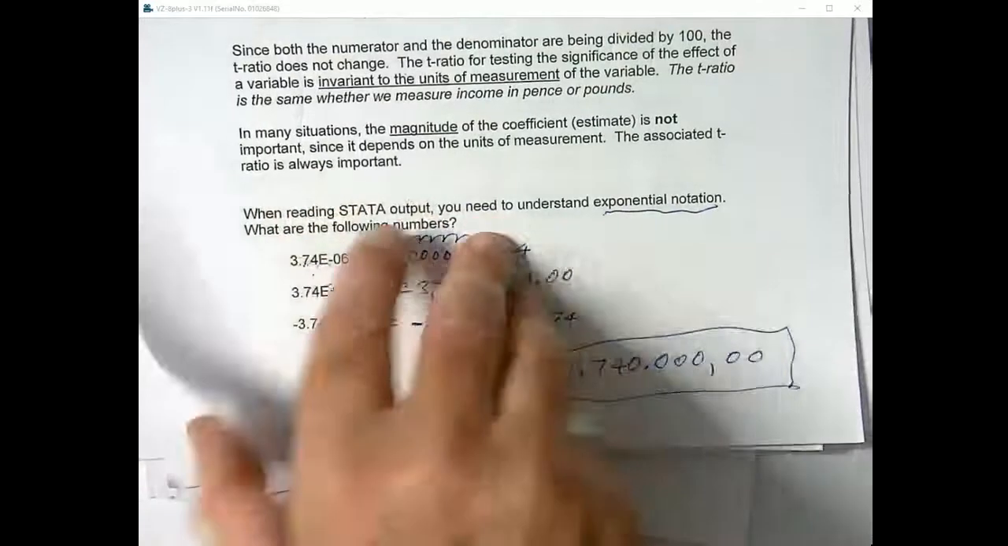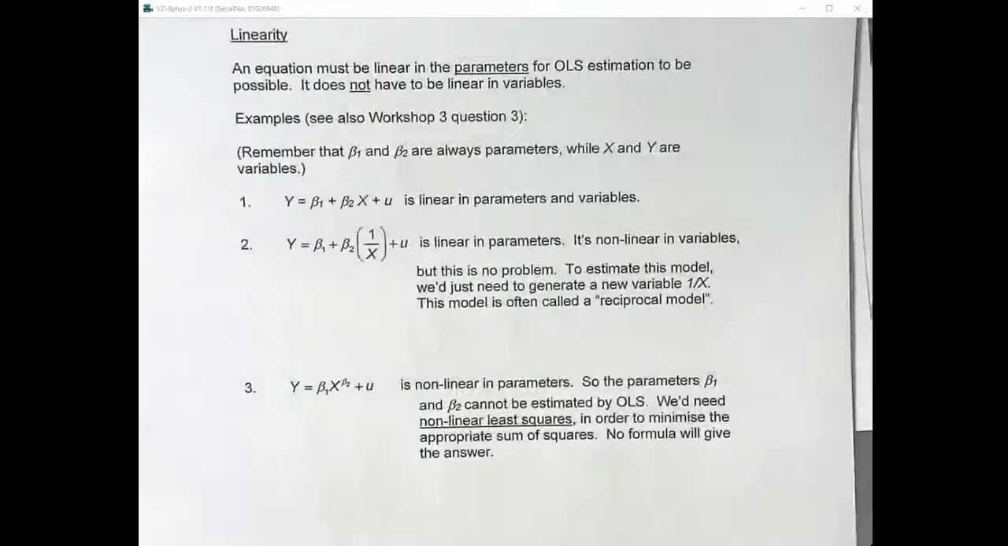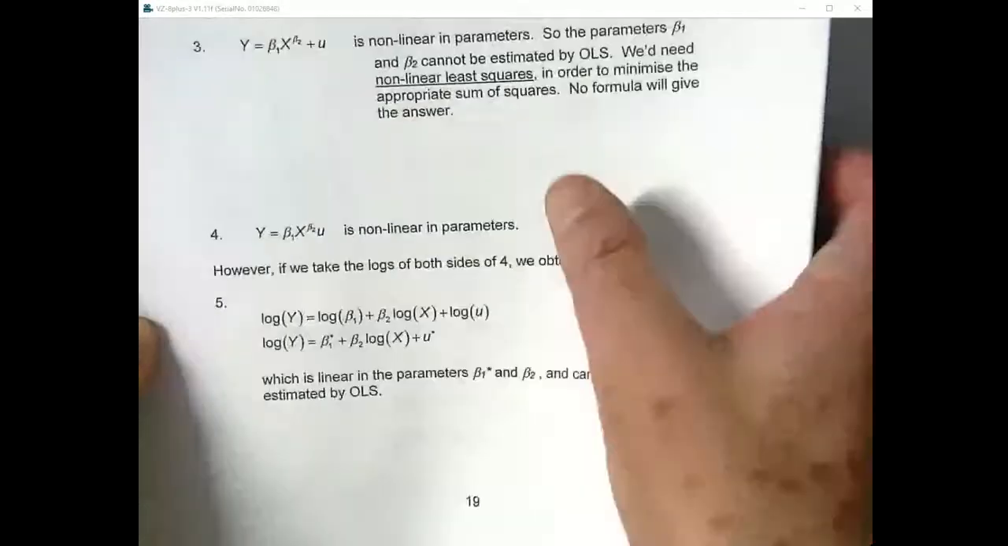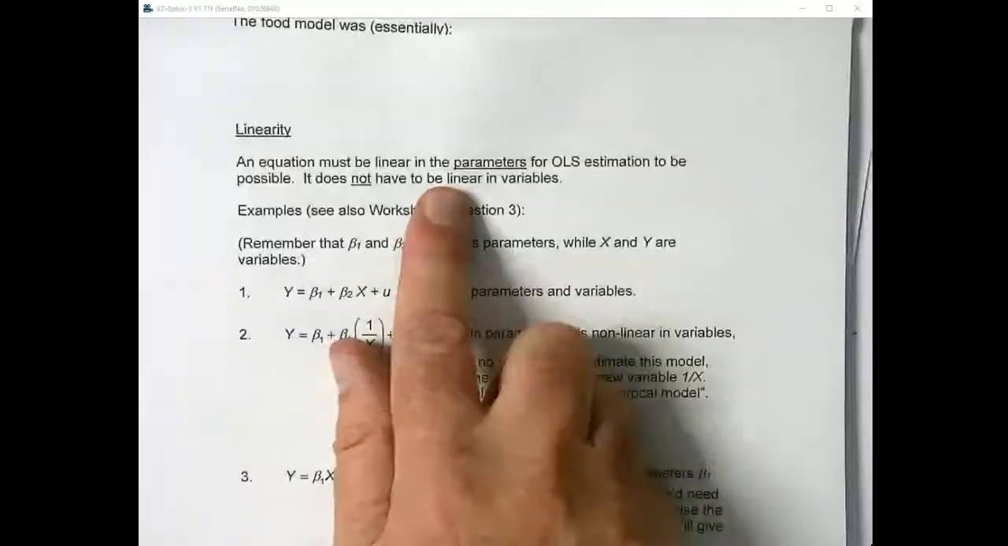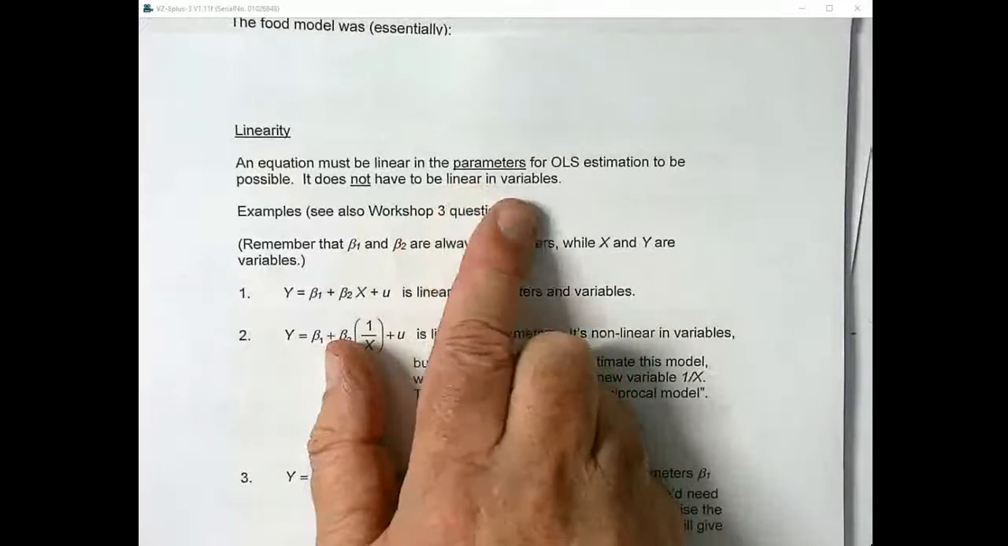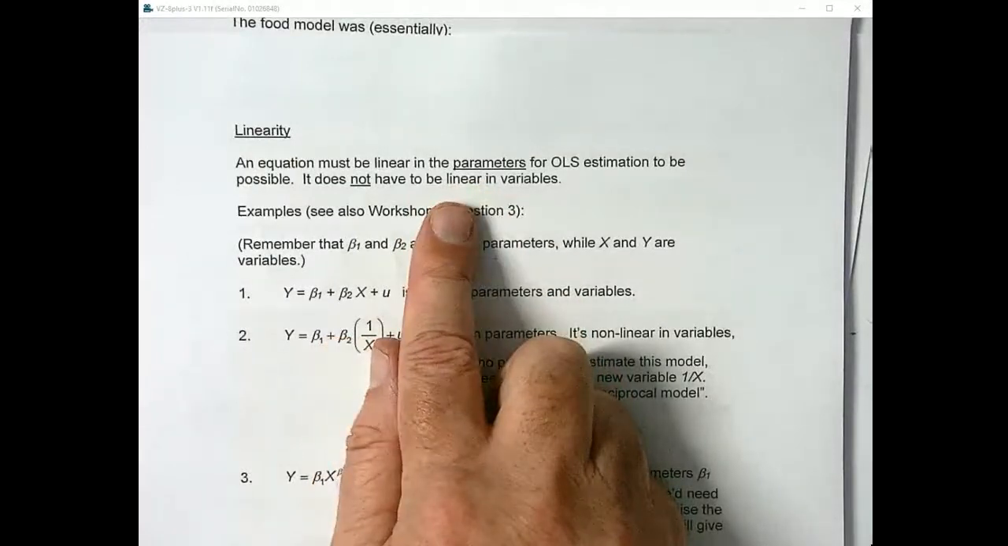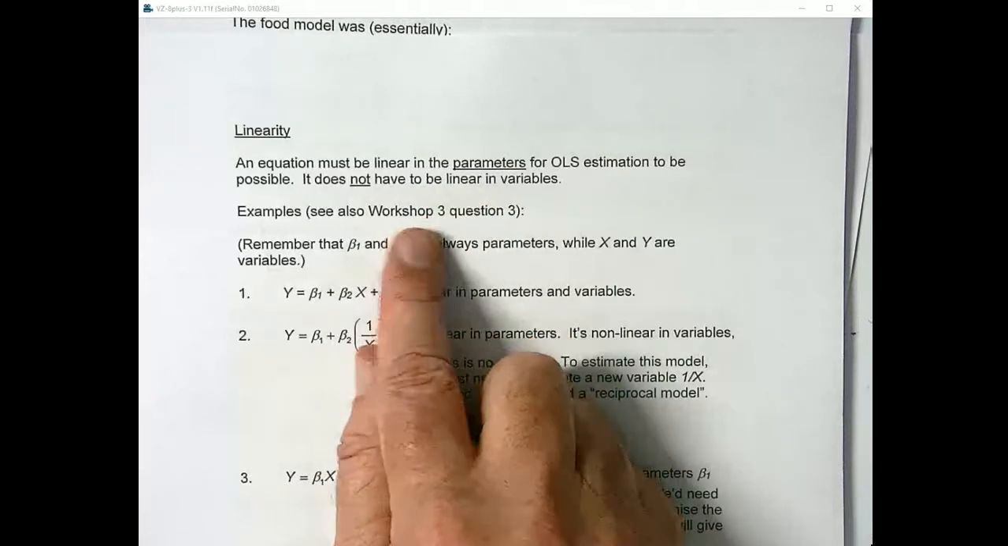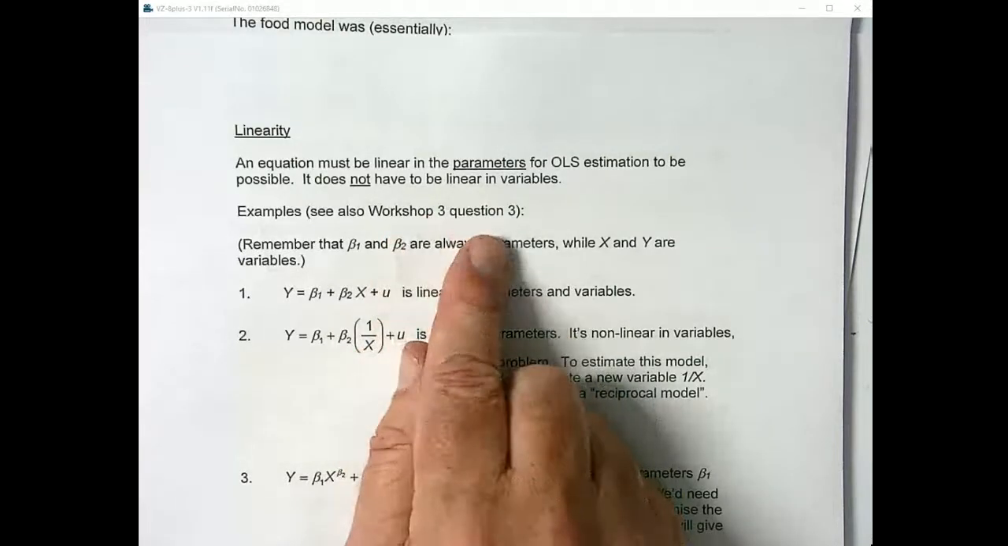That's page 18 of the lecture notes. Page 19, linearity. An equation must be linear in the parameters for ordinary least squares to be possible. It does not have to be linear in the variables. Examples. See also workshop 3, question 3. So that's the workshop this week. We've got a question on these.